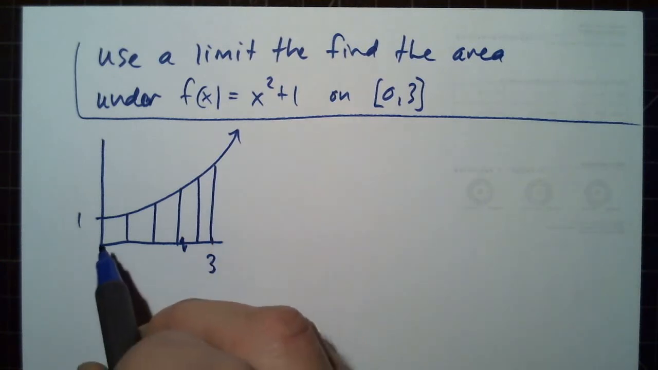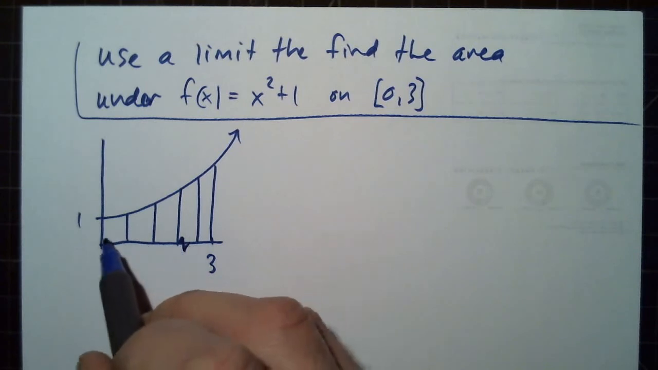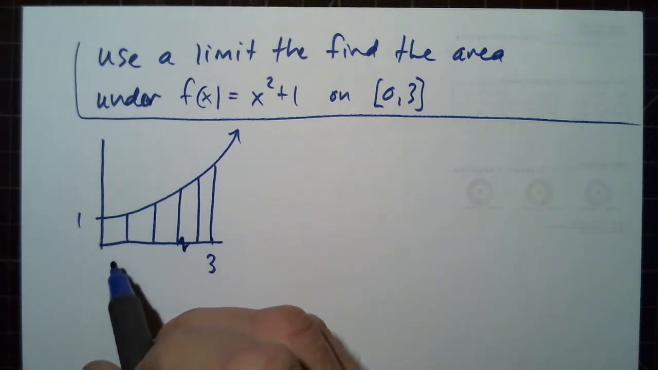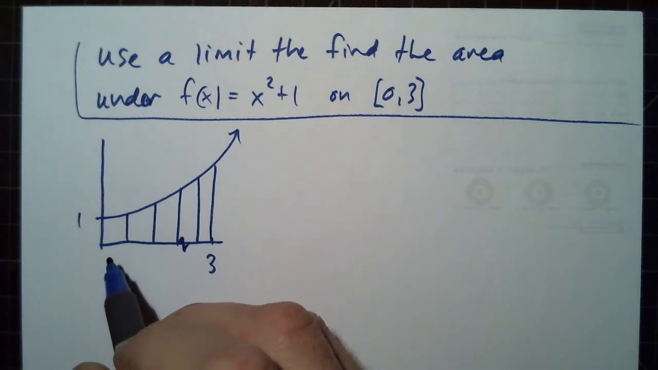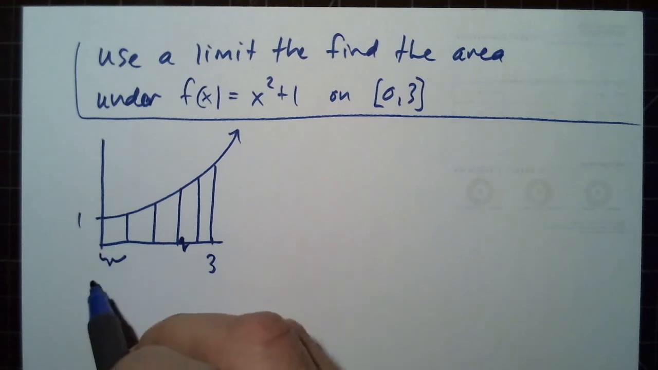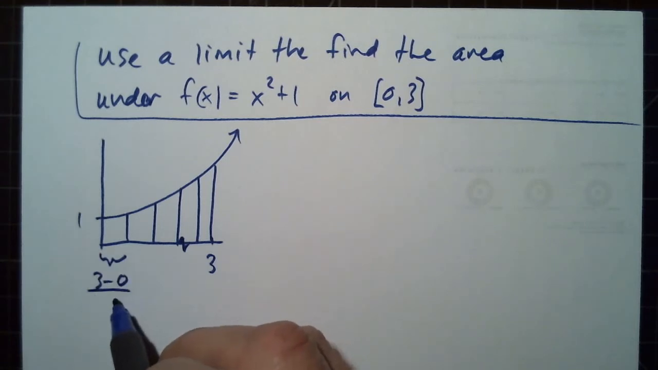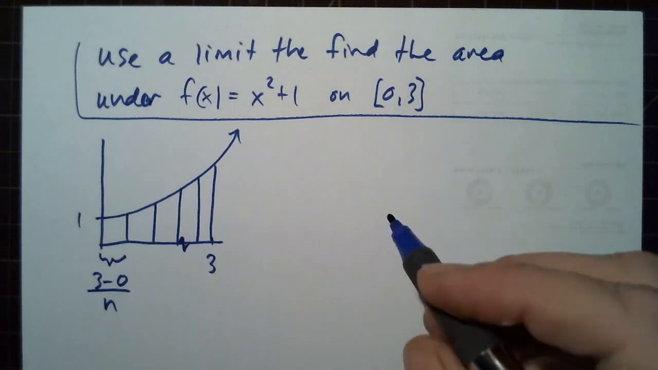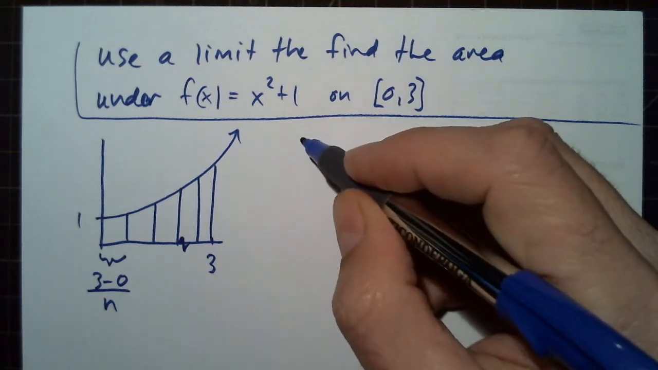So if we have n rectangles, then we have 3 minus 0 divided by n is the width of a rectangle. The width is the total interval, 3 minus 0, divided by the number of rectangles. So that's 3 over n.